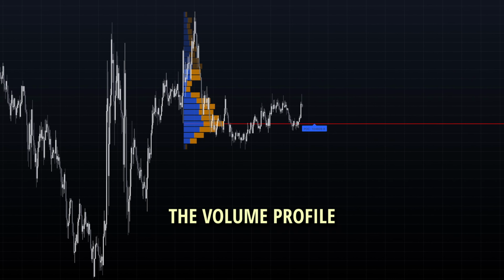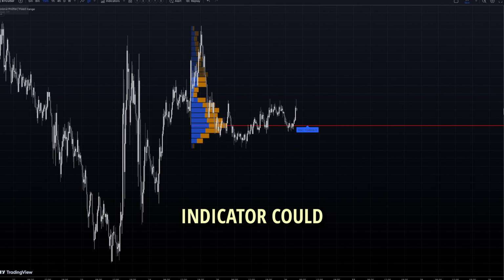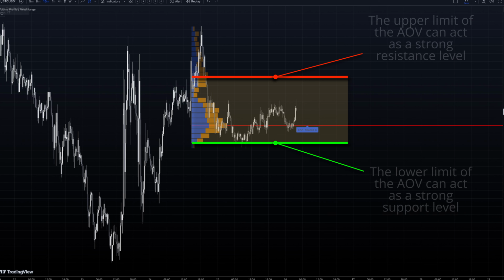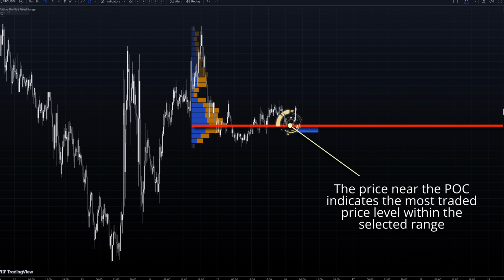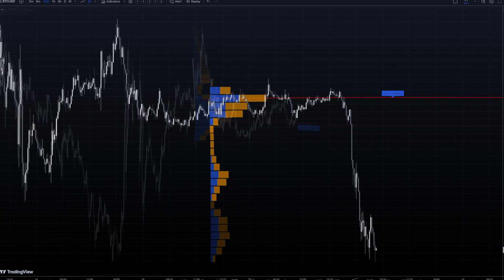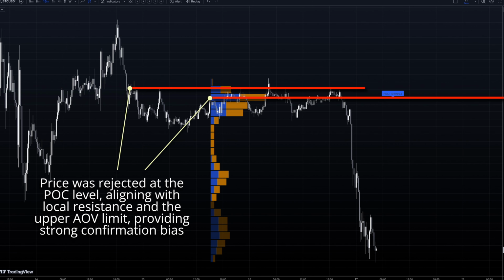The strategy using the Volume Profile/Fixed Range Indicator could focus on identifying key price levels for entries and exits based on volume concentration and the POC. When the price is near the POC, it could indicate the most traded price level within the selected range. If the price starts to move away from the POC, it might signal the continuation of the trend, and a position could be opened in the direction of the move.